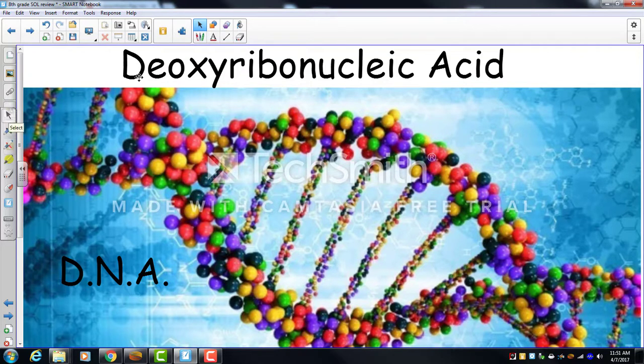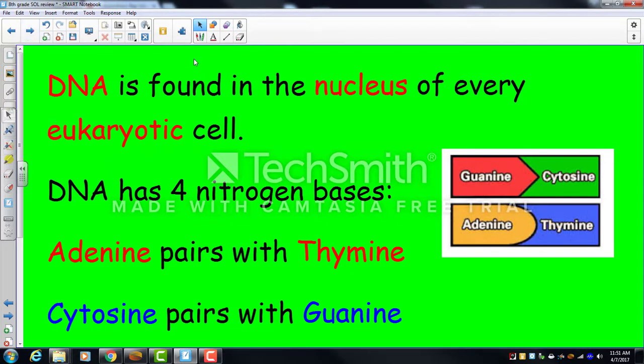DNA, deoxyribonucleic acid. DNA, let's draw a line for this. Deoxyribonucleic acid. DNA, deoxyribonucleic acid. Say that out loud. All right, there you go. Nice job. Okay, so DNA, so important, highly important. Holy cow. Underline it, highlight it, whatever you need to do. It is found in the nucleus. That's where it is. That's why I told you earlier the nucleus is the control center of the cell, and it's the control center because the DNA is there telling it what to do. The DNA is the blueprint. It's your instructions. Every living thing has DNA.